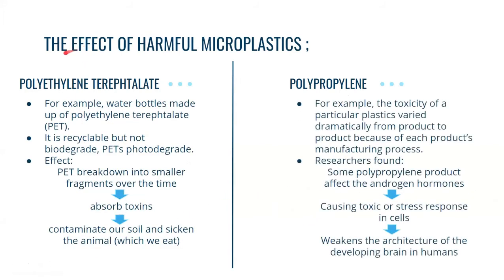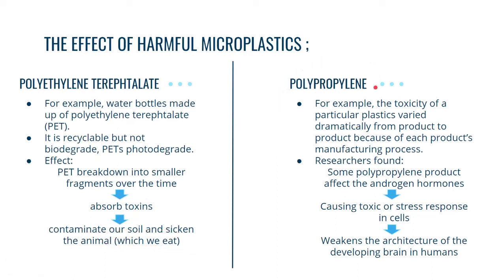Now, let's discuss the effect of harmful microplastics. From polyethylene terephthalate, we know that water bottles are made of polyethylene terephthalate. It is recyclable, but not biodegradable. It photodegrades. When it photodegrades, it breaks down into smaller fragments over time and absorbs toxins. Thus, it contaminates our soil and sickens the animals which we eat.